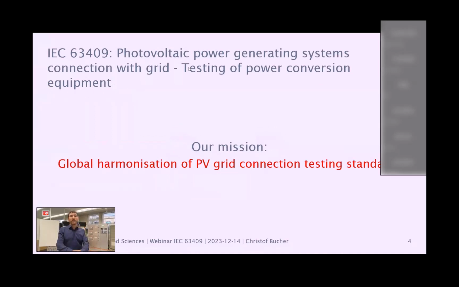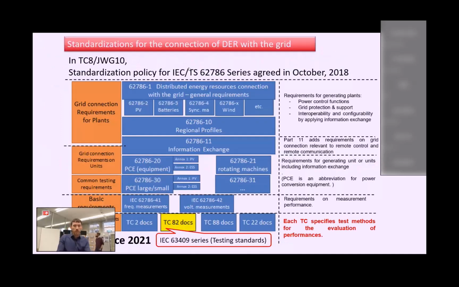So this is the standard 63409 series, photovoltaic power generation system connection with the grid, testing of PCE. Our mission with that is a global harmonization of PV grid connection testing standards. We're fully aware there are already many standards. Some are different, some are similar, but there is no global standard to harmonize that. And that's what we actually intend to do with this project. This is an overview. You've already seen that on the flyer. Therefore, I will be very brief with that.